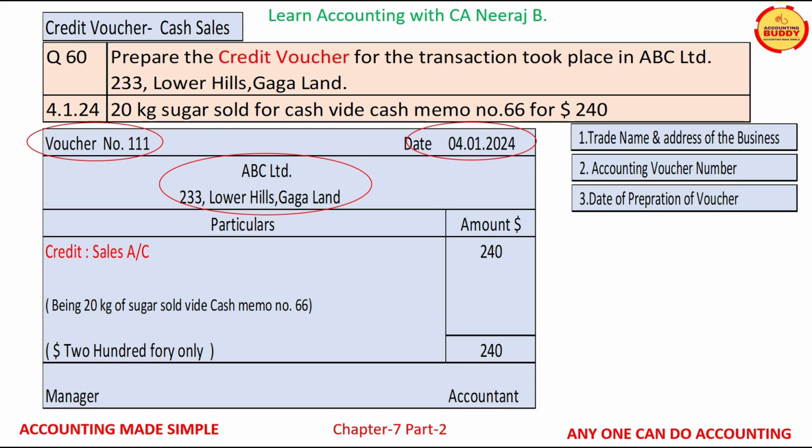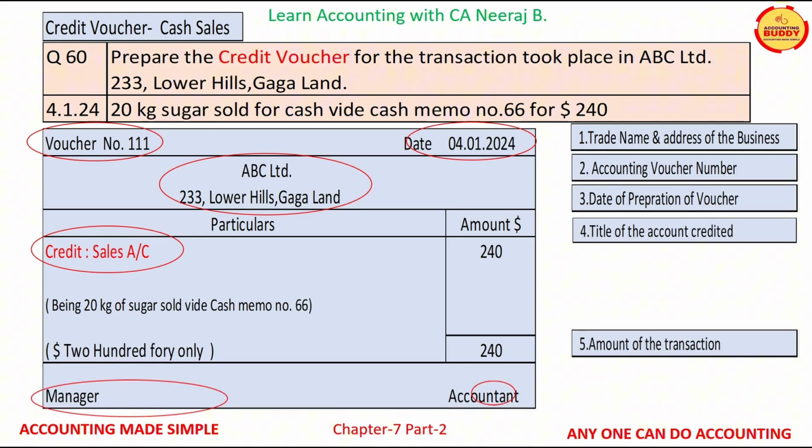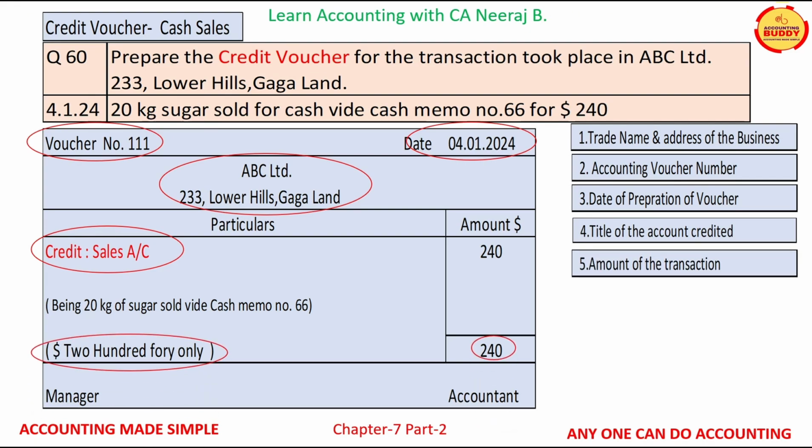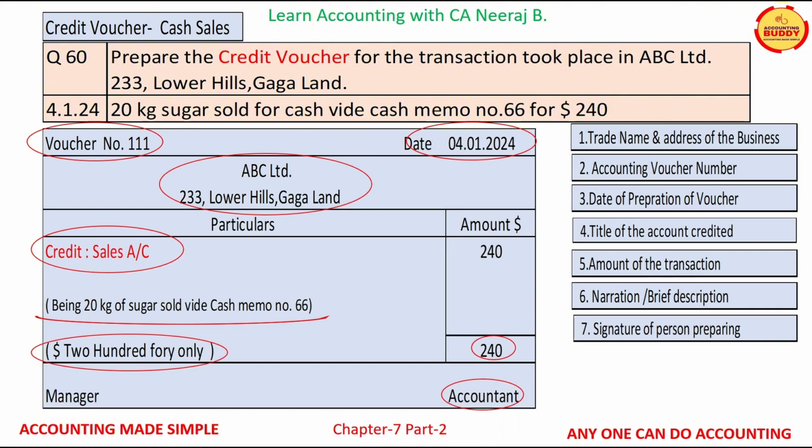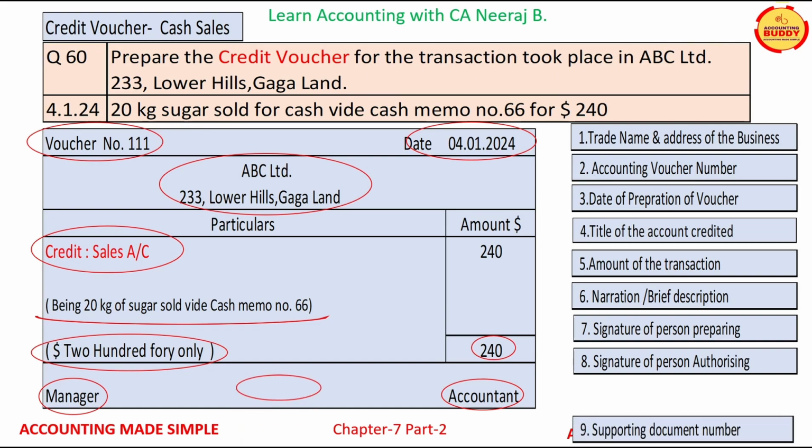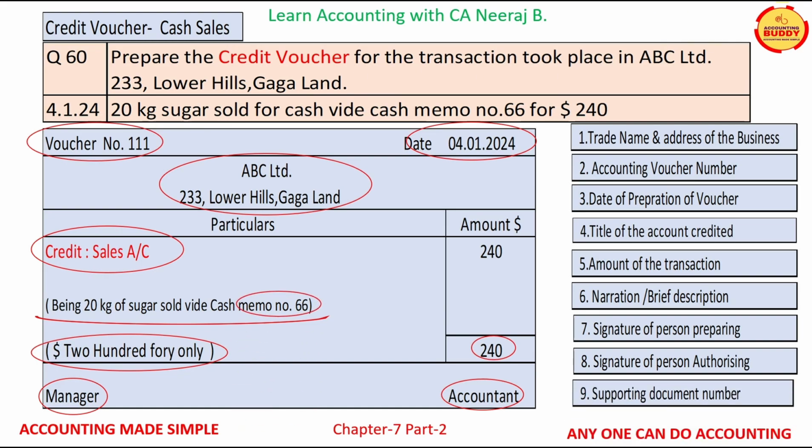The title of the account for this transaction will be sales, as the sales being the income of the business, it will be credited. The amount of the transaction, $240, is written both in words and figures. Brief details about the transaction in terms of narration is also mentioned. It is mentioned that 20 kg of sugar is sold for cash. The credit voucher is prepared and signed by the accountant of the business. It is also authorized by the manager of the business. Supporting document cash memo number 66 is also mentioned on the credit voucher.